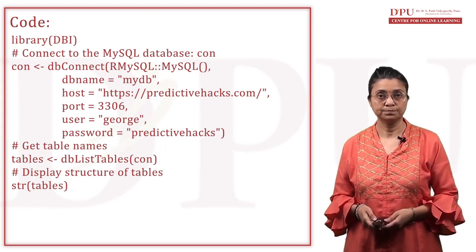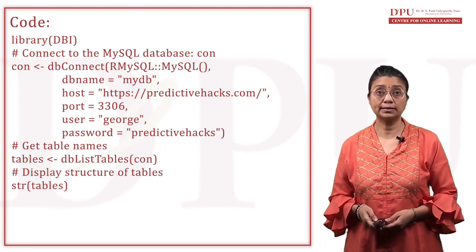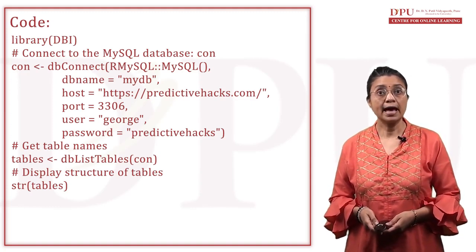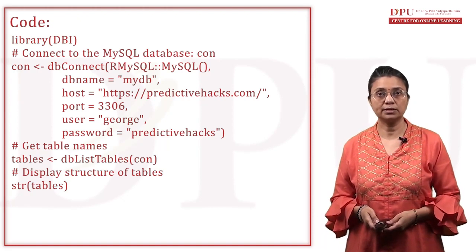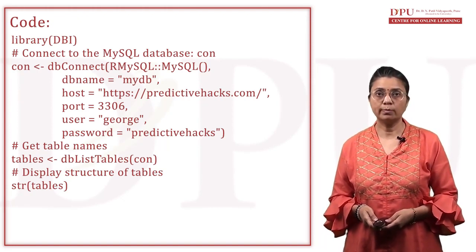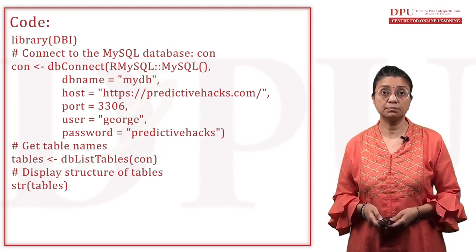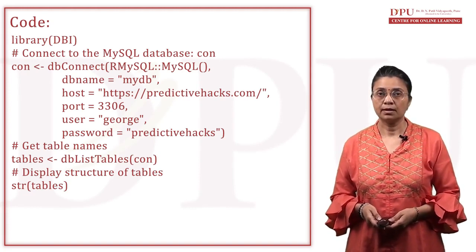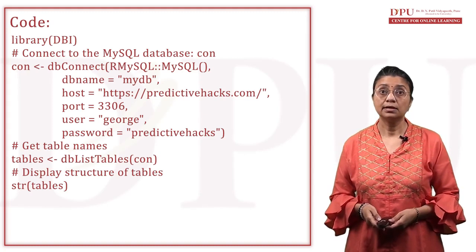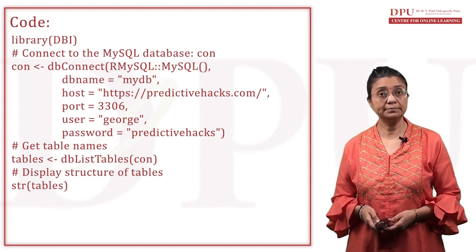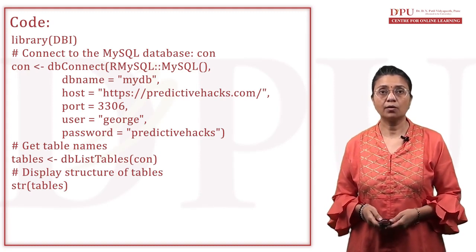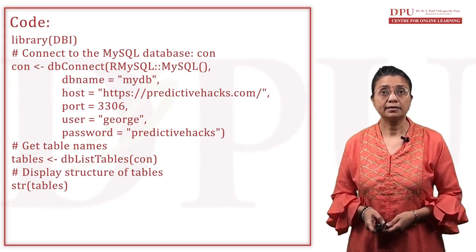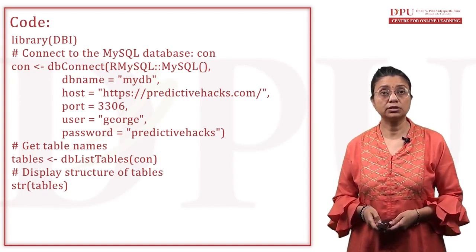Now, the problem is how to get the table names. I'm calling the function dbListTables and passing the connection variable con. So con is my variable which I'm passing into the dbListTables function, and I store that result into a variable tables. Which means that I have stored the table names in the variable tables. How to display the structure of tables? Now I write str and within brackets tables. So what happens? I get the output, I get the tables on the screen.